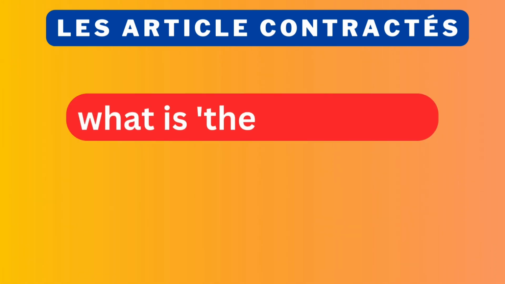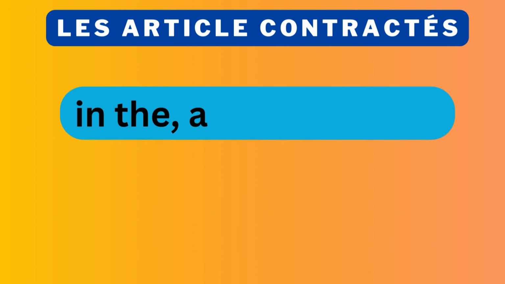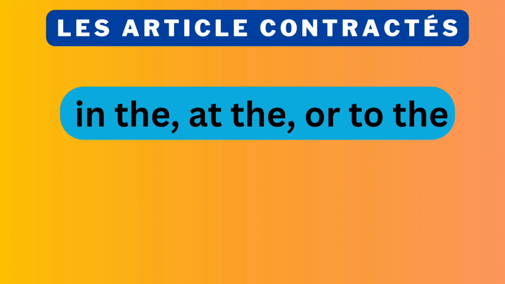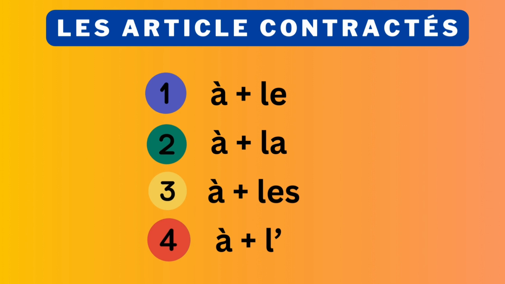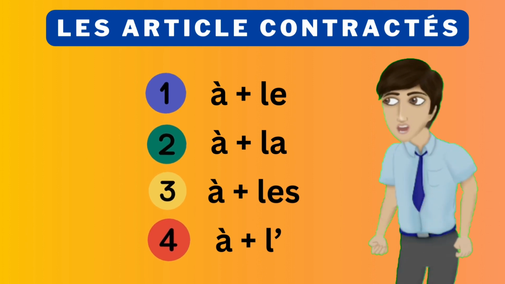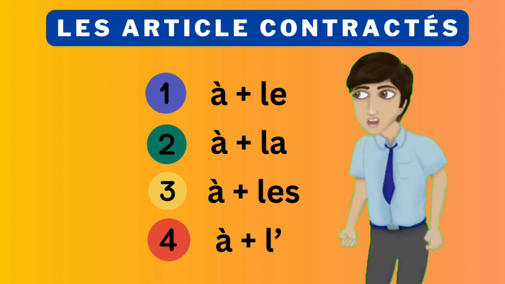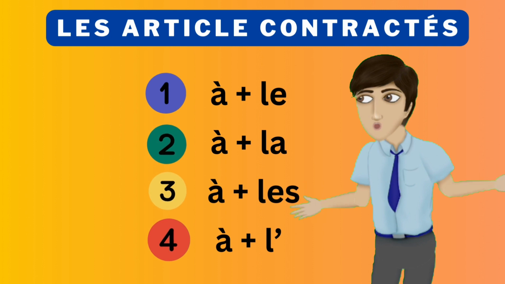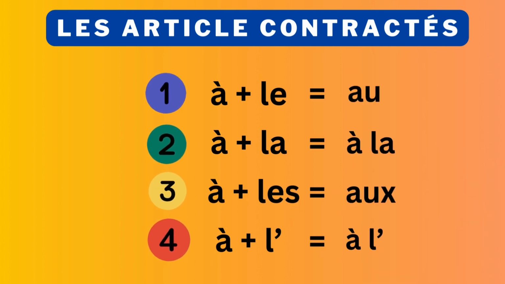So, what is the in French? Just as I told you earlier, le, la, les, l' apostrophe. If you want to say in the, at the, or to the in French, you add the, which is le, la, les, or l' apostrophe, to the preposition à. So here you have four options: à and le, à and la, à and les, à and l' apostrophe. And what we get are some contractions that happen. That is why these articles are known as the contracted articles, because here we have certain contractions.